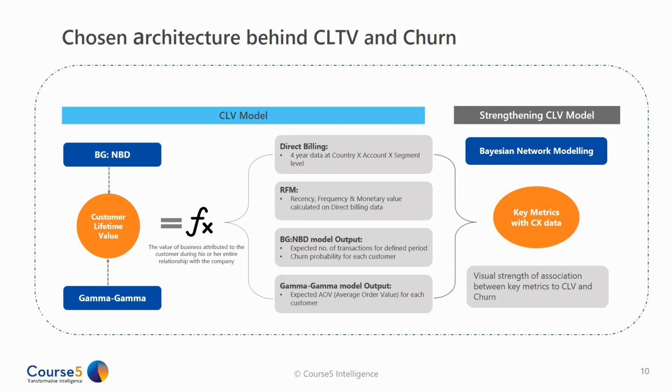Now, the architecture that we chose is to first construct a CLV model and then to strengthen the CLV model, as I already discussed. So we had components in the CLV model, BGNBD came up, and we obtained all the key metrics out of this. Like we had the RFM scores, we had the BGNBD model output with the expected average order values. All of this output goes into the next phase of modeling, which is strengthening the CLV model, where we are utilizing key metrics along with the CX data. We are using Bayesian network modeling, where we are analyzing the visual strength of association between key metrics to CLV and churn.